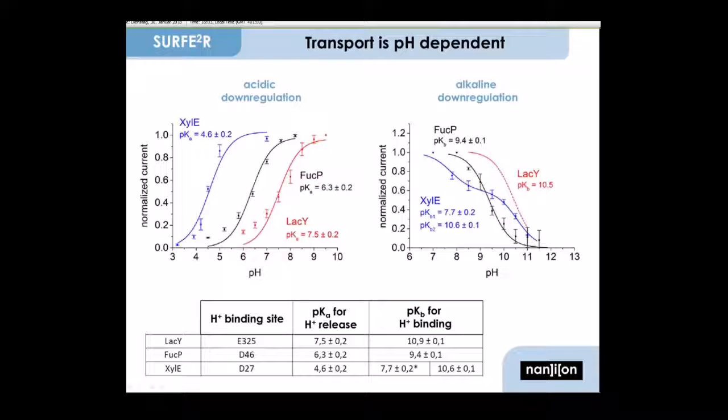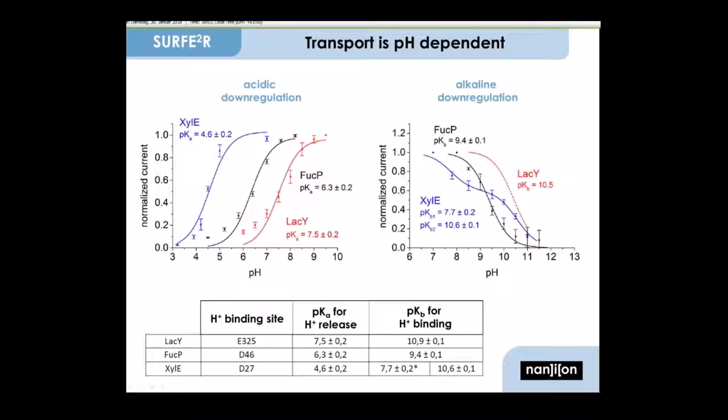When plotting the peak currents against the pH, bell-shaped curves are obtained, showing an acidic pKa and an alkaline pKb. Here on the left side, the acidic pH range with the 3 pKa's of the transporters are shown, and on the right side, the alkaline pH range and the pKb values are shown.